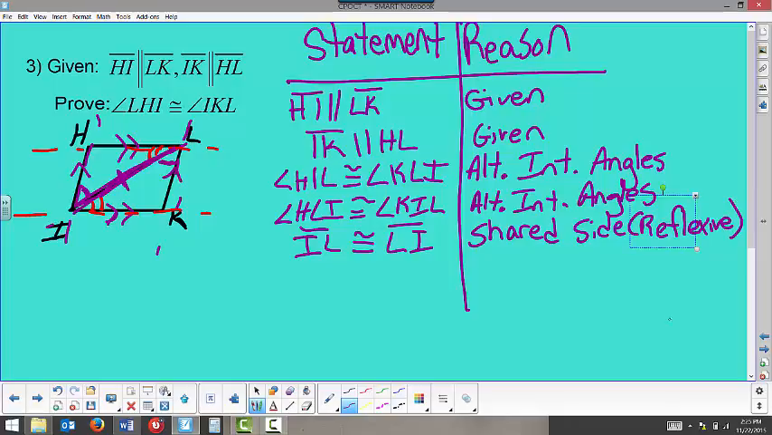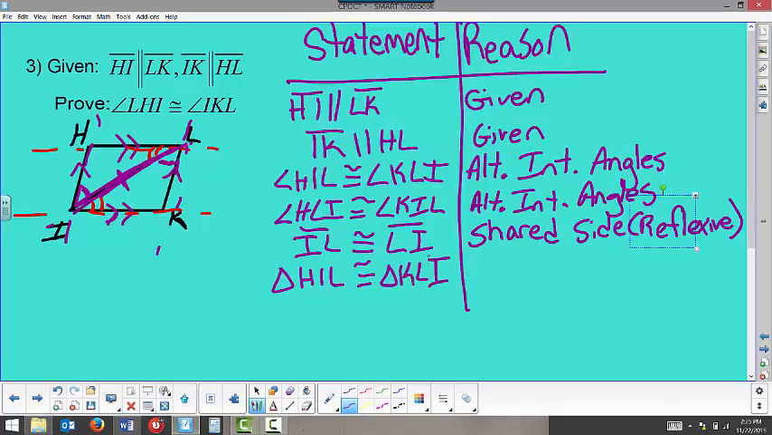We talked about that a little bit when you were just learning basic properties. The reflection of something, same thing, right? I'm looking at the reflection of it. So now I can say my two triangles, triangle HIL is congruent to triangle. So I went HIL, so I need to go KLI.